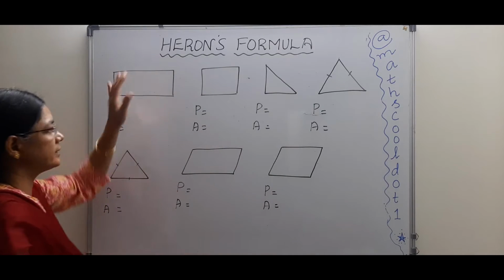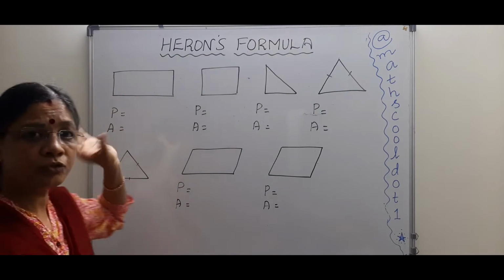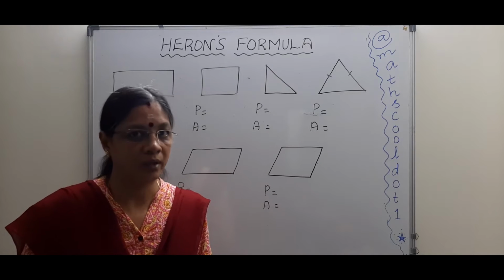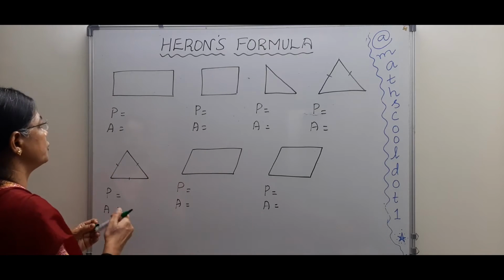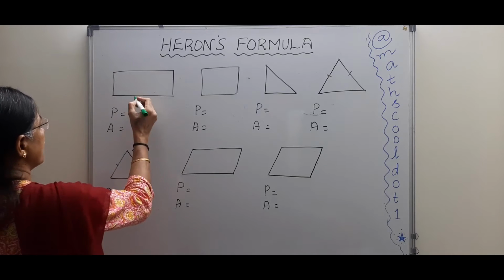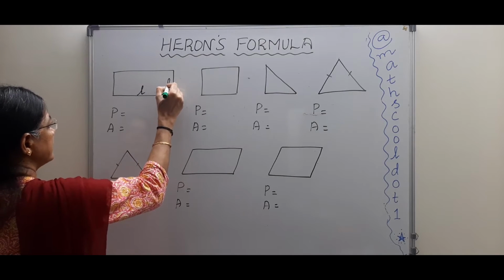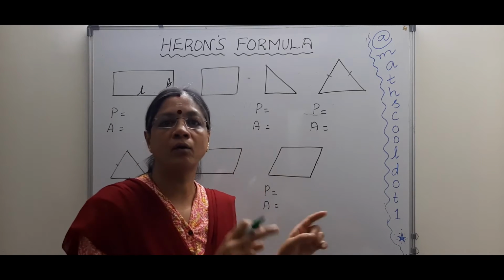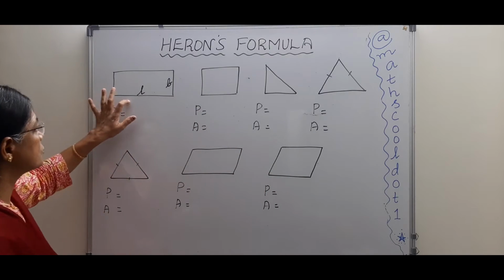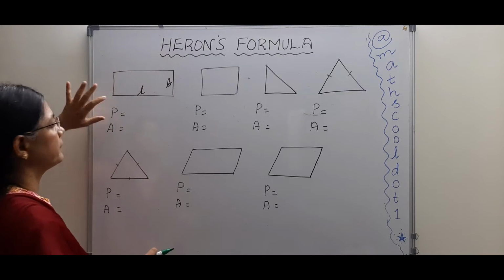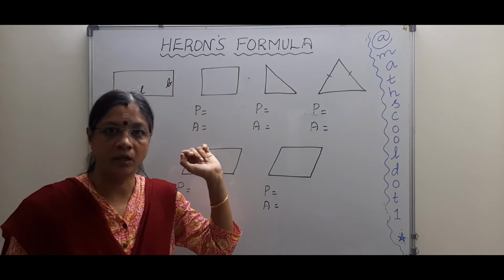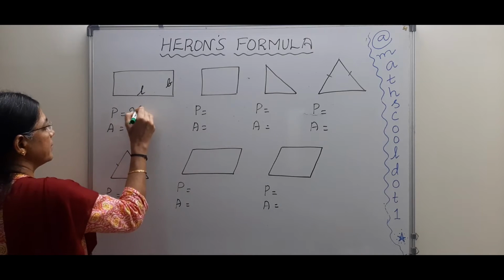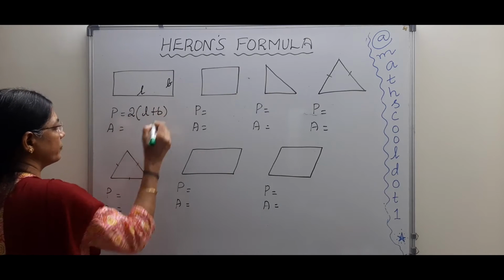For the rectangle I'm going to find the perimeter and area. I know the perimeter and area very well, so let's have a revision. The longer side is the length and this is the breadth, and the perimeter is the distance we go around the boundary of the rectangle. So length plus breadth plus length plus breadth. Opposite sides are equal, so we have 2 lengths and 2 breadths. So the perimeter becomes 2 into (L plus B), right?